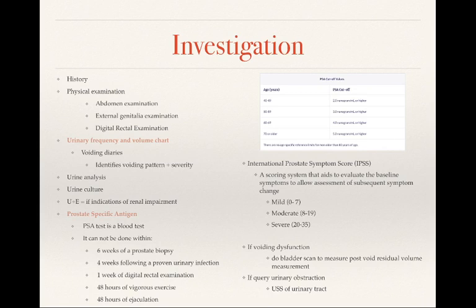So after taking a good history, what do you do next? Well, you would do a physical examination. You would do an abdomen examination to check for any pelvic tumours, to check for a palpable bladder, which may indicate that they have urinary retention. You can do an external genitalia examination. For example, in women, you would want to assess the tone of the pelvic floor muscle. You would also do a digital rectal examination, especially in males, because you would want to assess the prostate.